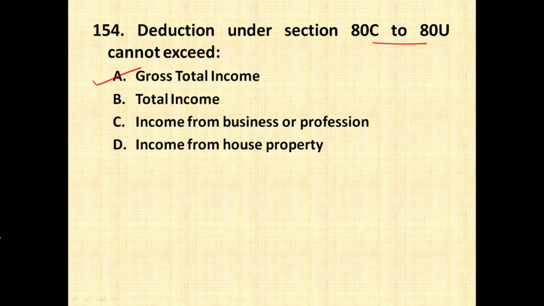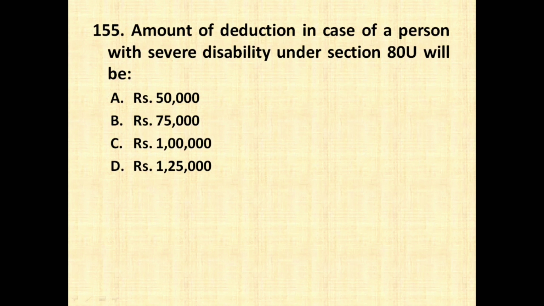Option A: amount of deduction in case of person with severe disability under section 80U will be rupees 50,000, 75,000, rupees 1 lakh, rupees 1,25,000. So whenever you are claiming under 80U, 80U is nothing but whenever the assessee himself is a disabled person, then he can claim rupees 75,000 in case of normal disability, and if he has severe disability then he can claim up to an amount of rupees 1,25,000. So option number D is the correct answer for this question.